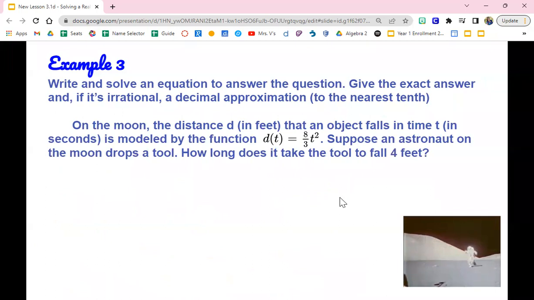We're going to suppose that the astronaut drops a tool. We want to know how long it takes for it to hit the floor if it was dropped from 4 feet. So let's try this one out. We have our distance. This one we have d of t equals 8 over 3 t squared, and it's falling again from 4 feet. So we let it go, and it's going to hit that ground. So try this one out on your own. Let's see what you guys get.